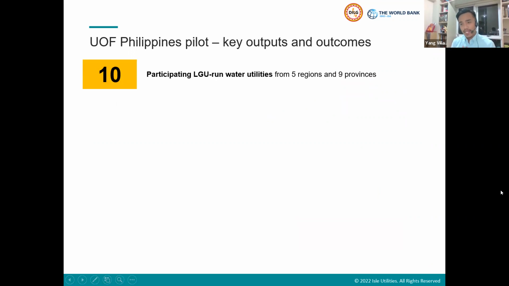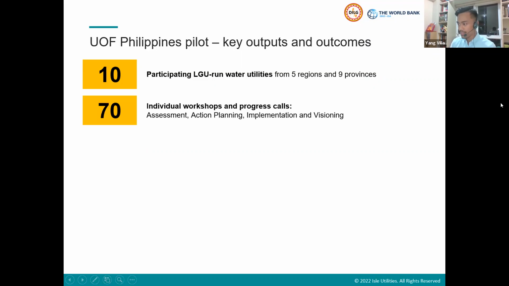So from the middle of last year to just this month, we have achieved the following key outputs and outcomes in the national pilot in the Philippines. As I mentioned, there is a total of 10 participating LGU-run water utilities for this cohort of the pilot. I ran a total of 70 individual workshops and progress call meetings with these 10 utilities over the last 6 to 8 months. And these workshops cover the 4 phases of the UOF assessment process: assessment, action planning, implementation, and visioning workshop.